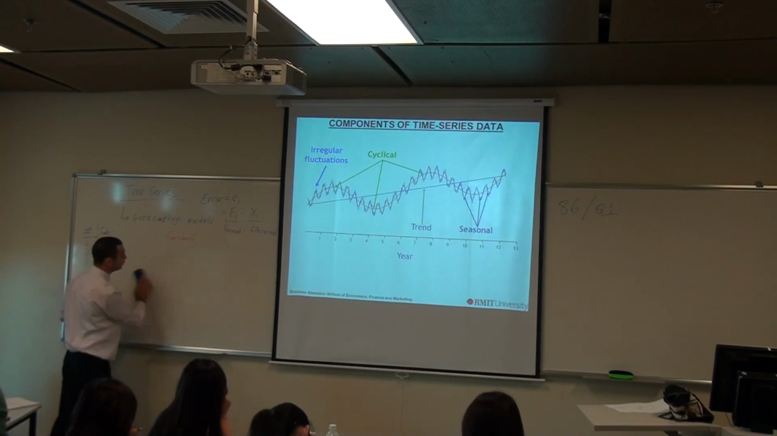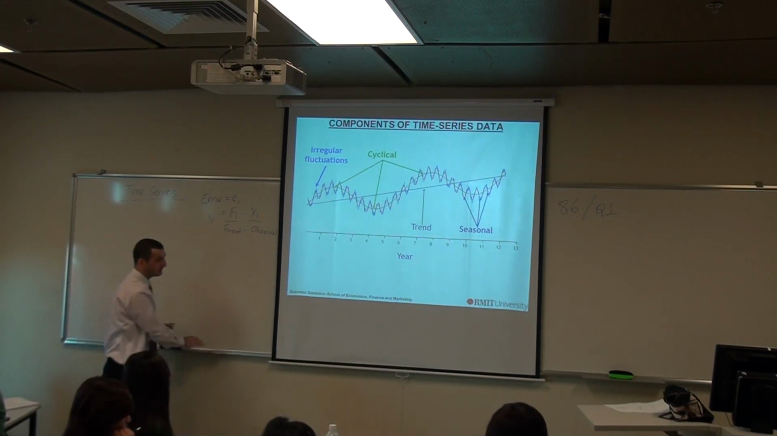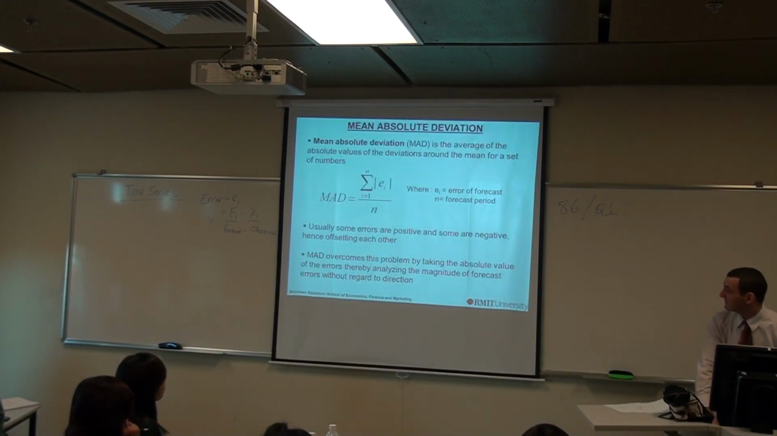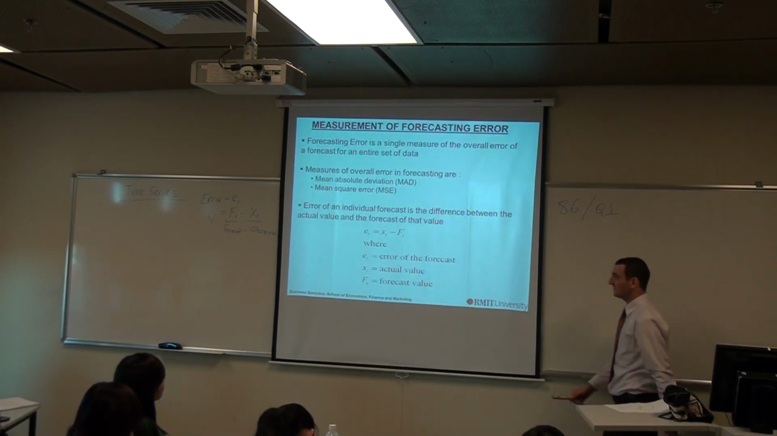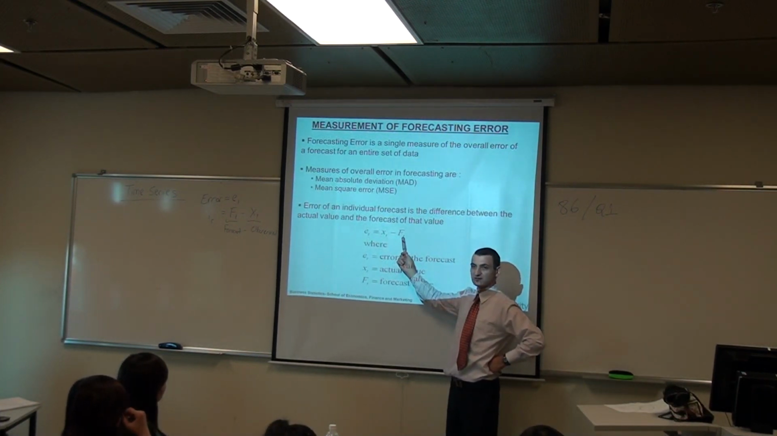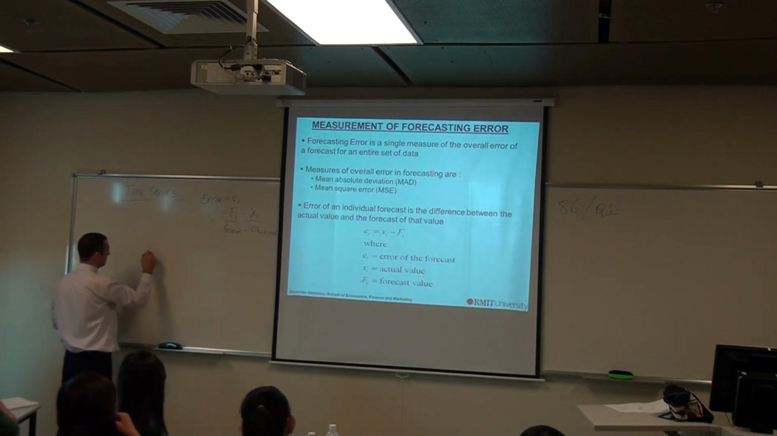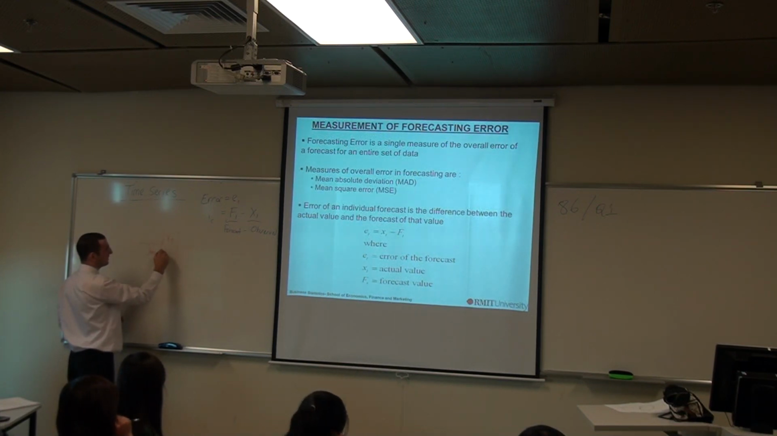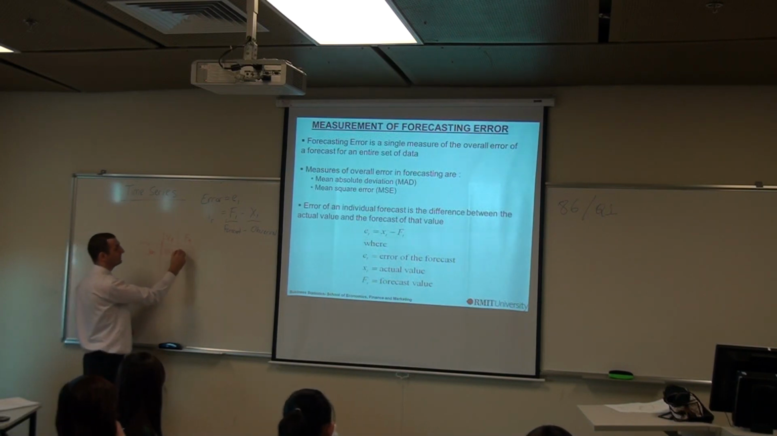For measuring error, we have two important measures: one is MAD, the other one is MSE. So this is what we call error, right? You can see here, error at time t is the actual value minus your forecast. So suppose in January, the actual value was 100, but your forecast last month was 95.